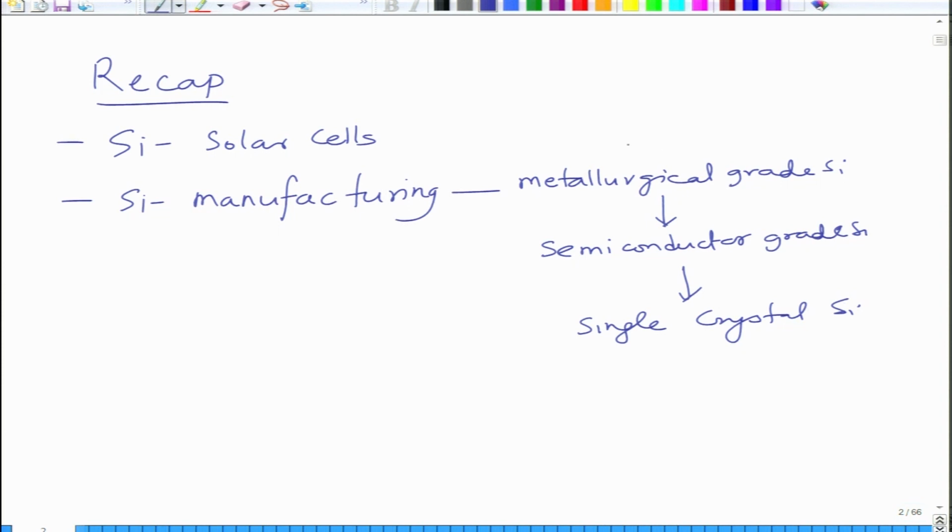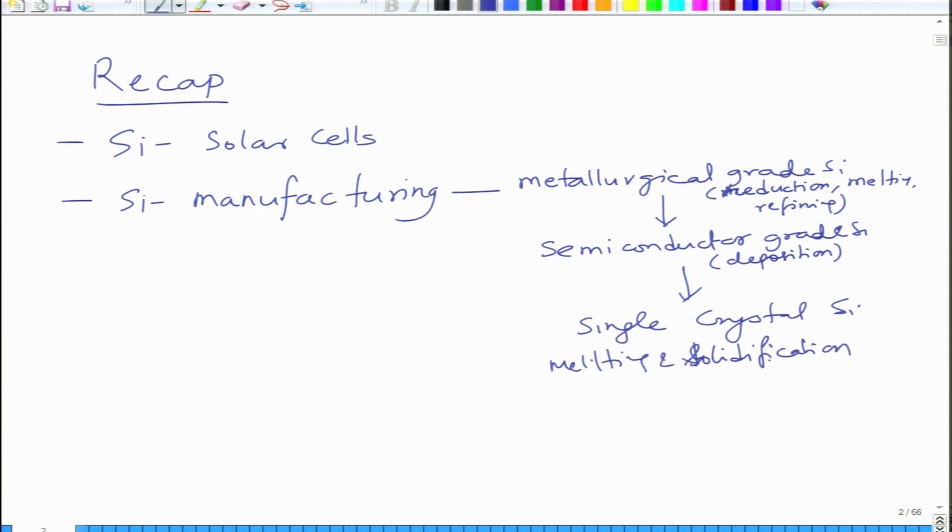So, this stage is all about reduction, melting, refining, and this stage is more about deposition of silicon from SiHCl3, which converts into a purer form of silicon, and then we have again melting and solidification to form a single crystal silicon.